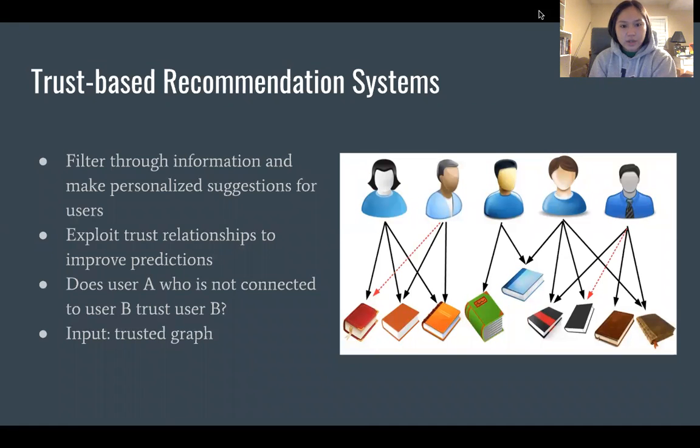Recommendation systems can use trust. In general, recommendation systems filter through information and then make personalized suggestions for users. These systems can exploit trust relationships to improve predictions, and these are trust-based recommendation systems. An important question for these systems is, does user A, who is not connected to user B, trust user B? The trust-based systems use a trusted graph as input.